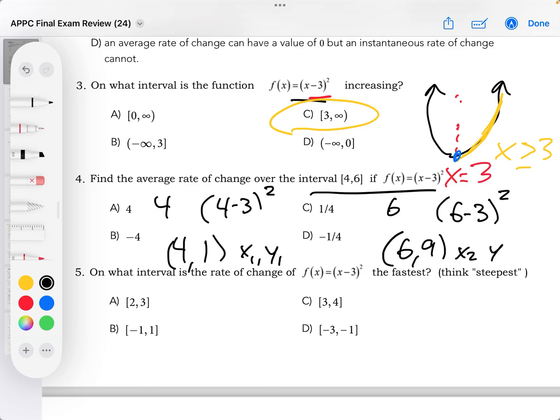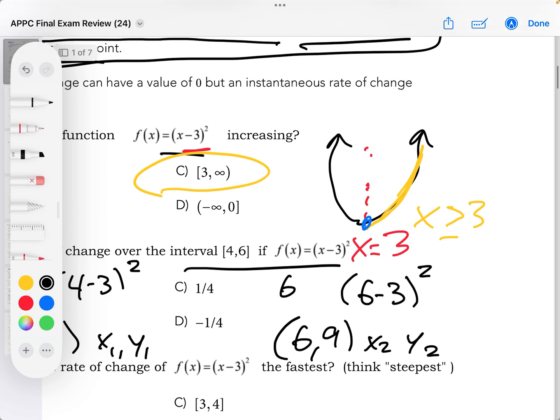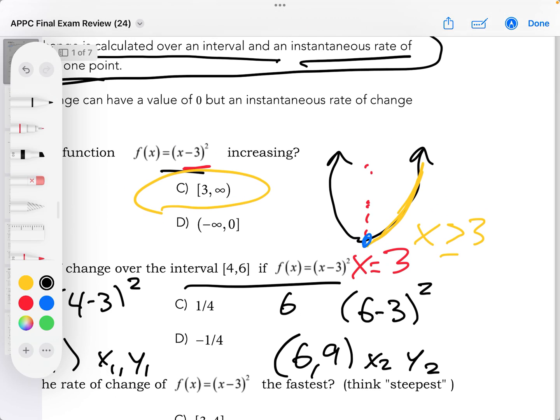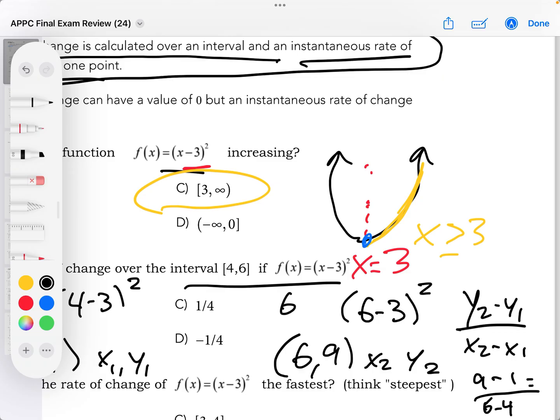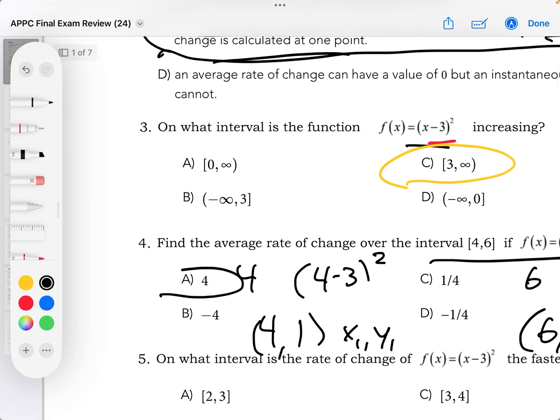Now using this, I would plug these in. Keep in mind, what I am actually solving with is y2 minus y1 over x2 minus x1. So I'll go ahead and put 9 minus 1 over 6 minus 4, and I'll end up with 8 over 2, which would simplify down to 4 as my rate of change.